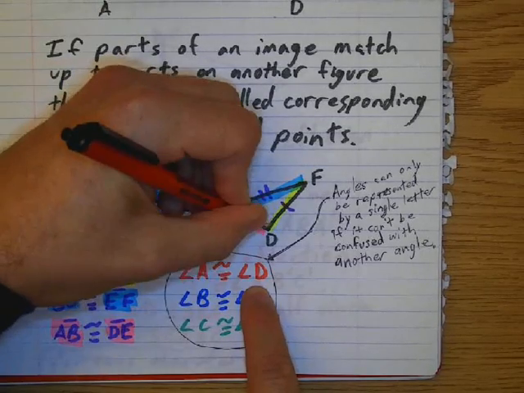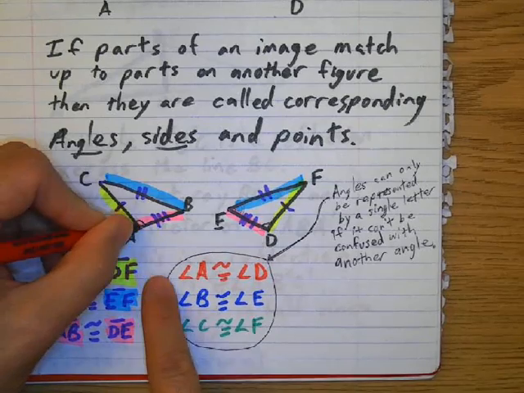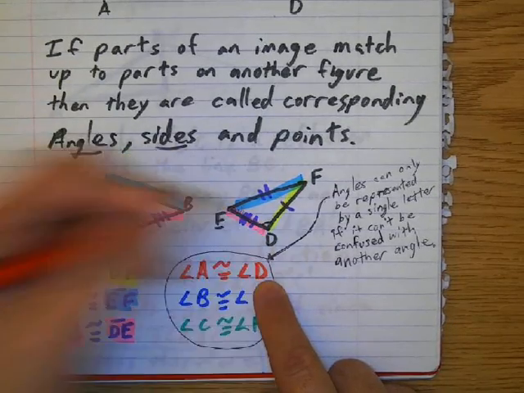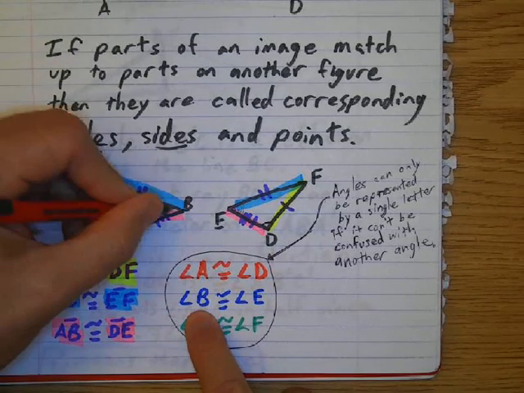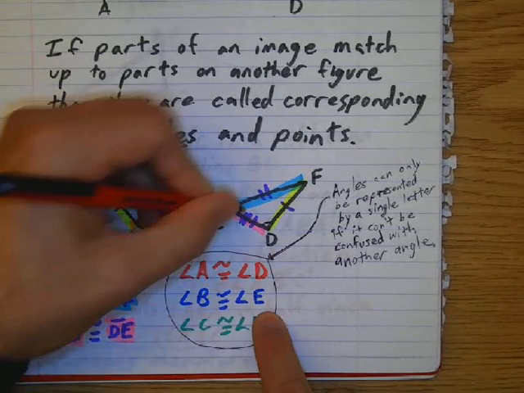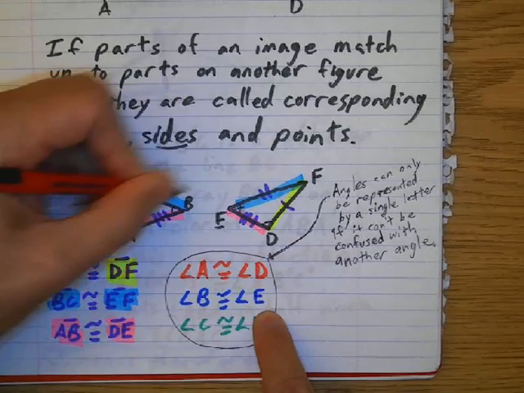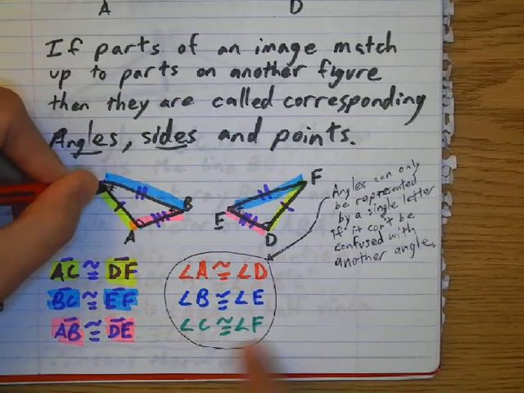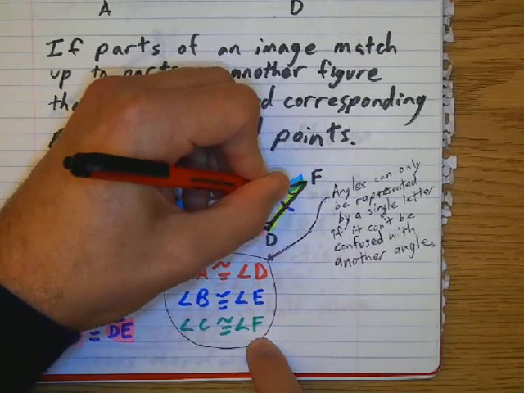I know that because here it's between the red and the pink and the yellow side, and this one's between the pink and the yellow side. Angle B is between the pink and the blue. Angle E is between the pink and the blue. Angle C is between the blue and the yellow. And angle F is between the blue and the yellow.